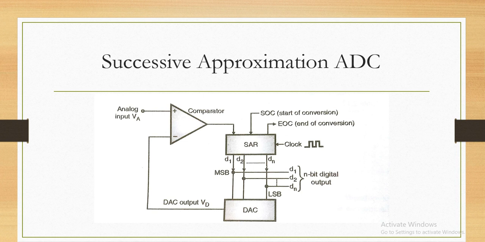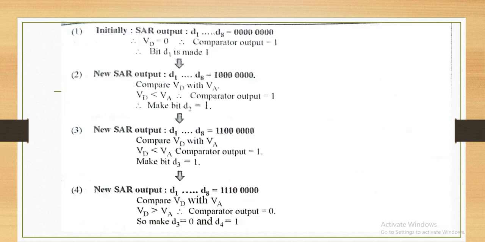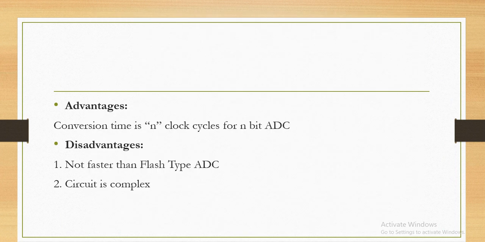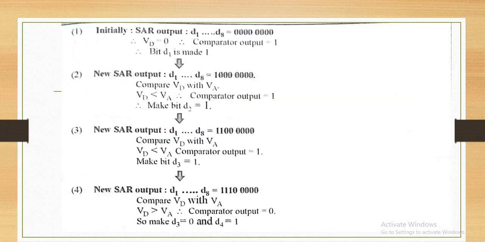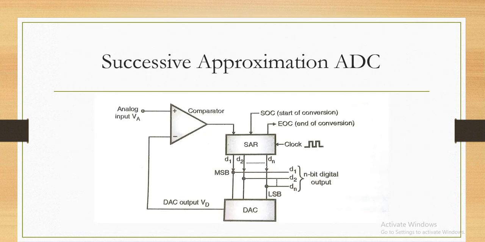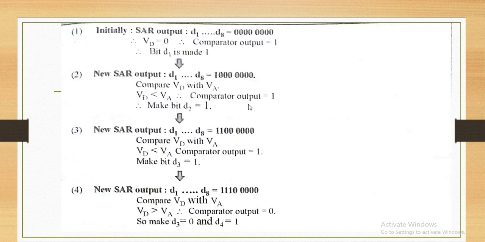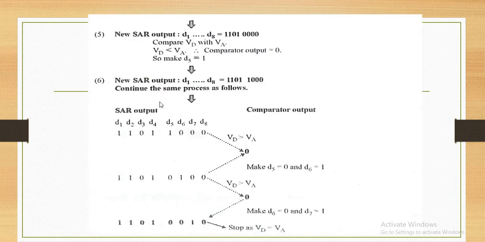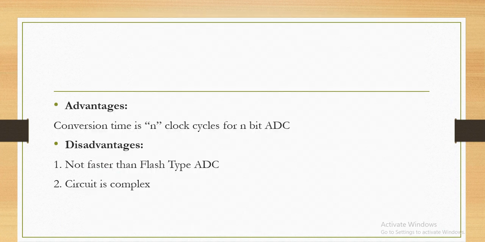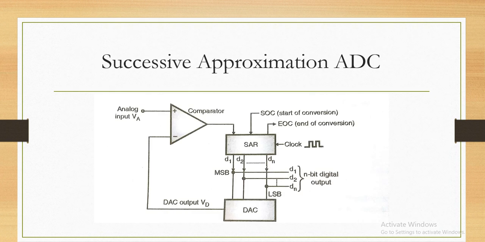So this process I have explained here. I suggest again you please revisit this video and carefully see how this process is done. Just one mistake is there, this comparator output must be 1 here, that you have to keep in mind. And if you see this video again, you will understand this. If you have any doubt, you can contact me, no problem.